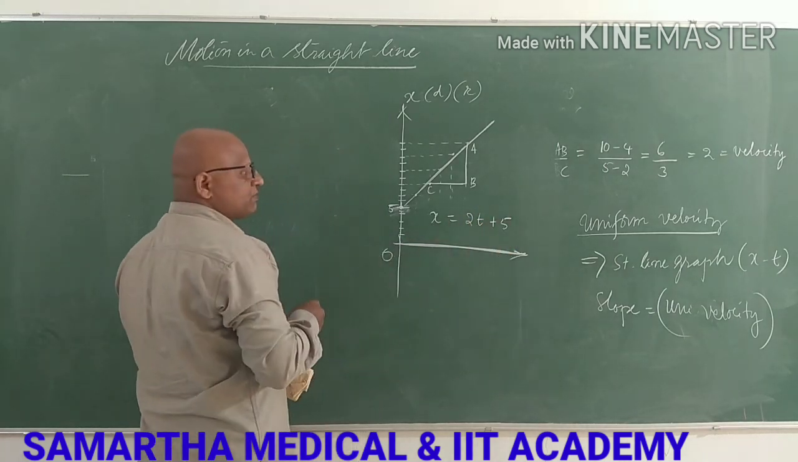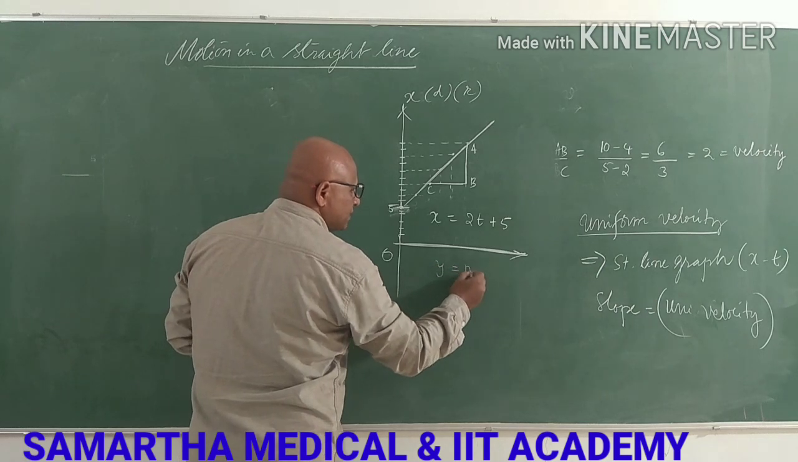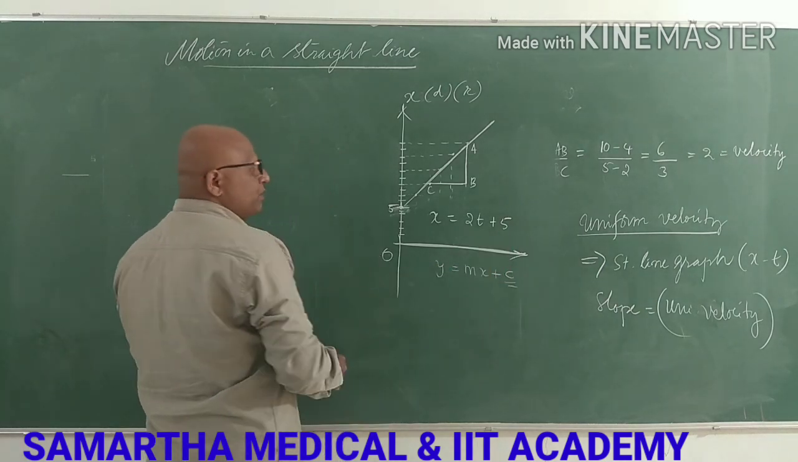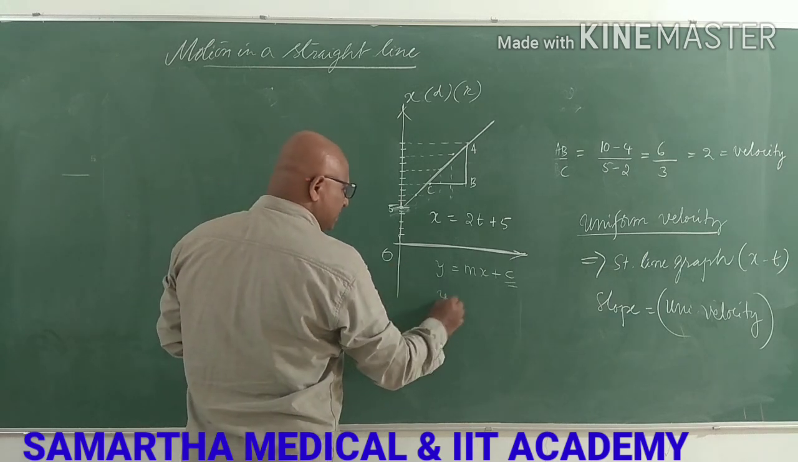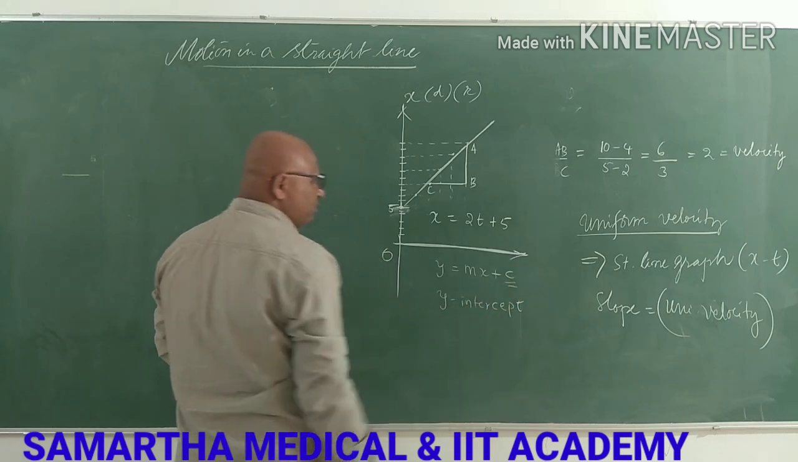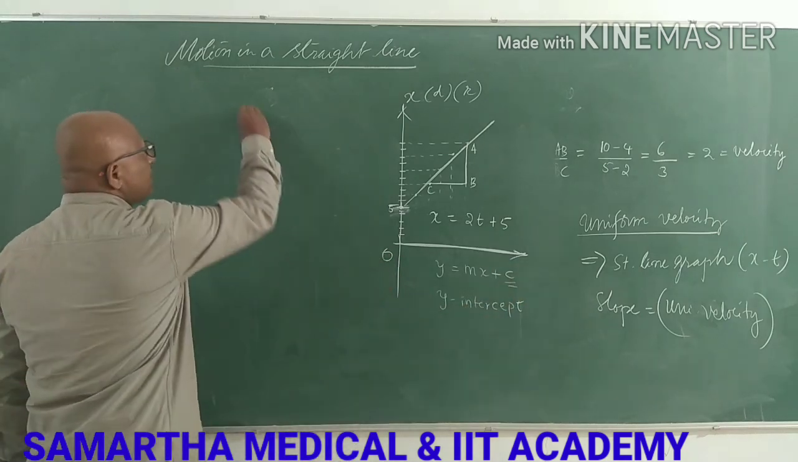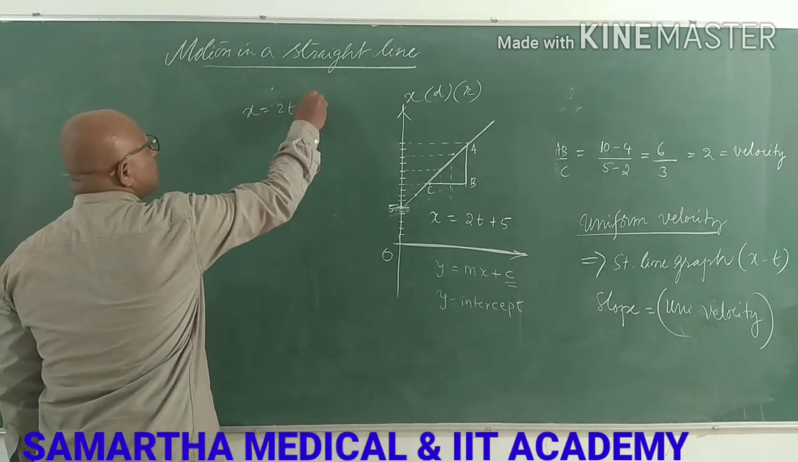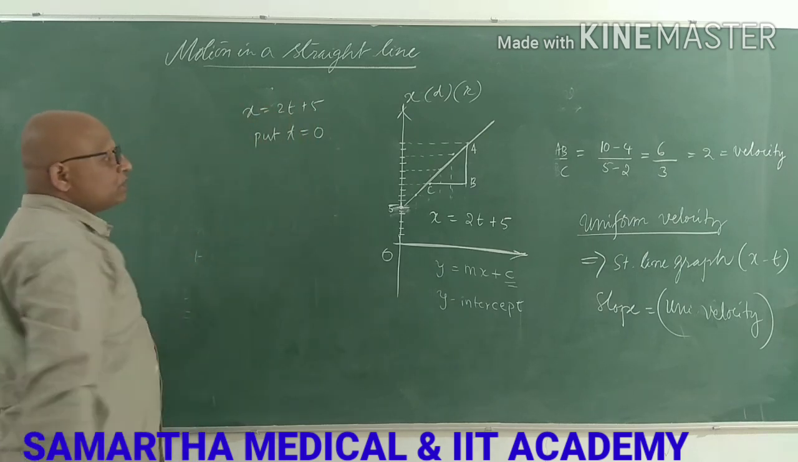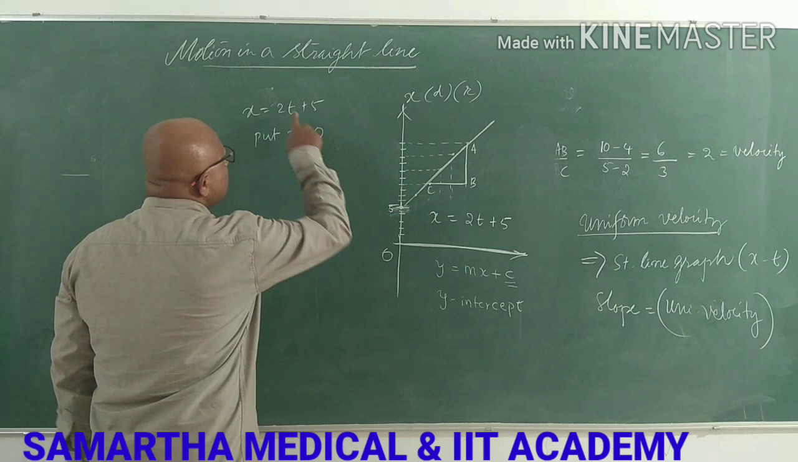Why is it 2t plus 5? It is exactly in the form of y is equal to mx plus c. What is c here? c is equal to 5. This is called the y-intercept. What do you mean by y-intercept? In this equation, x is equal to 2t plus 5, put t is equal to 0. What will happen?